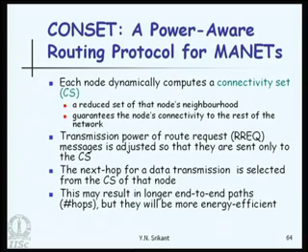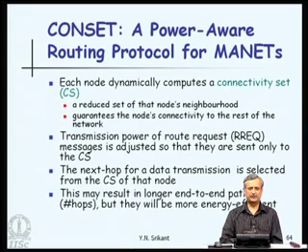How does it do it? There is a particular algorithm called CONCERT. So, let us look at it. Each node dynamically computes a connectivity set, that is the CS. What is CS? It is a reduced set of that particular node's neighborhood. There are many nodes in the neighborhood of a particular node. The nodes that guarantee the particular node's connectivity to the rest of the network are the ones which are included in the connectivity set. So, if our node sends information to one of the nodes in the CS, it is guaranteed that the information will reach all the nodes. It is possible to make the information reach any node in the network.